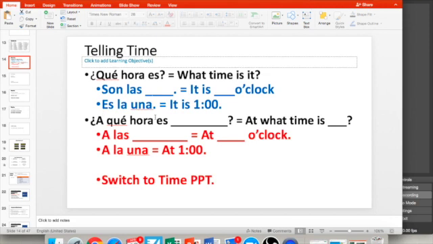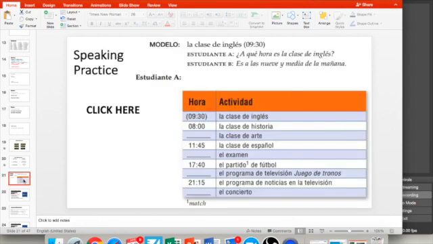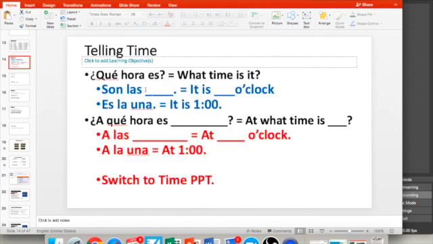So it all goes back to what we talked about first. If you're saying it is a certain time, you're going to say son las and the time, unless it's 1 o'clock, and then you're going to say es la una. Okay? Now, you may also be asked in some cases to say that a class is at a certain time, or practice is at a certain time. So in this case, we're going to use the red words here. Again, if it's 1 o'clock, we say a la una. If it's any time other than 1, we say a las and whatever that time is.